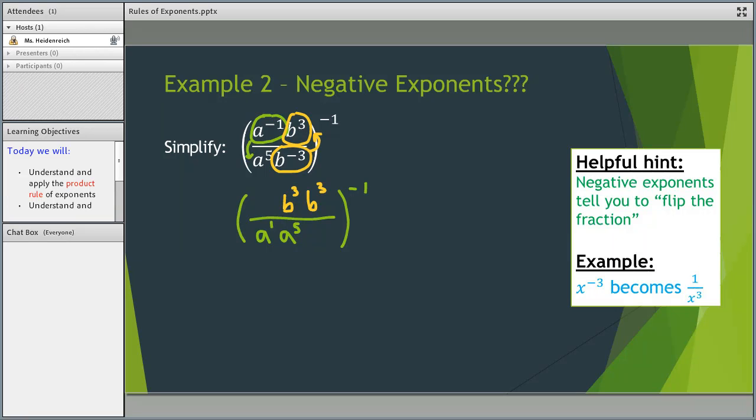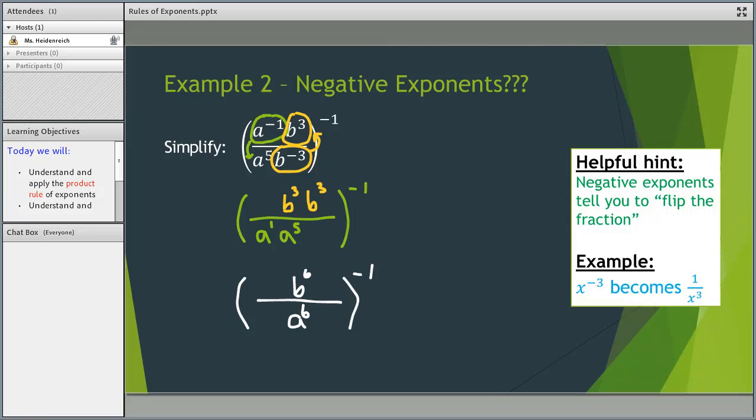But now I can take care of the inside of the parentheses. So I have b to the third times b to the third. And remember, if I write that out, I'd have 3 b's in a row and another 3 b's in a row. So that's actually b to the 6th. That is the product rule, and we add the exponents there. And then in the denominator, it's the same rule. 1 plus 5 is 6. So b to the 6th over a to the 6th, and then that's to the negative 1 power.